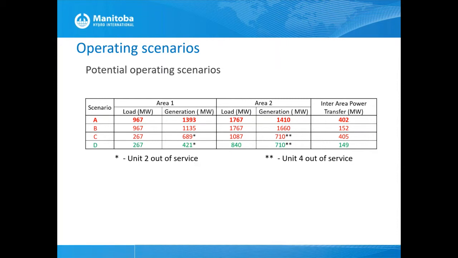And in a minute, I'm going to show you that cases A, B, and C do not possess proper damping, or when you apply a disturbance, they will have undamped oscillations, which make the system unstable. But the last scenario is marginally stable, so it has a positive damping, but that probably needs some improvement.